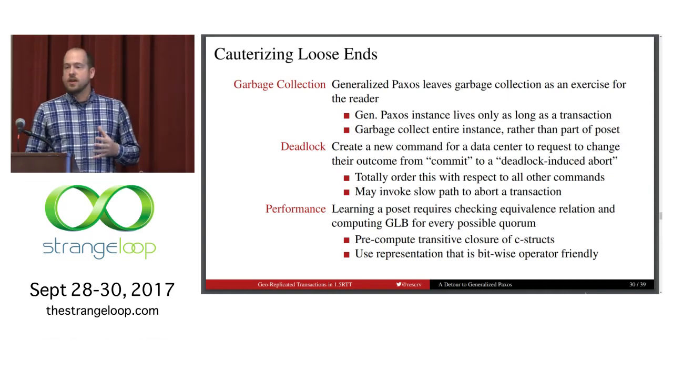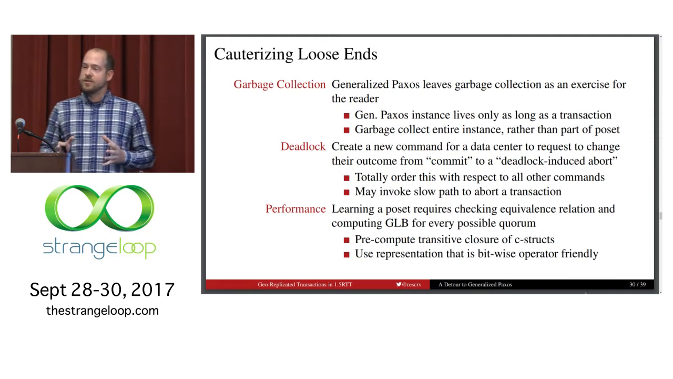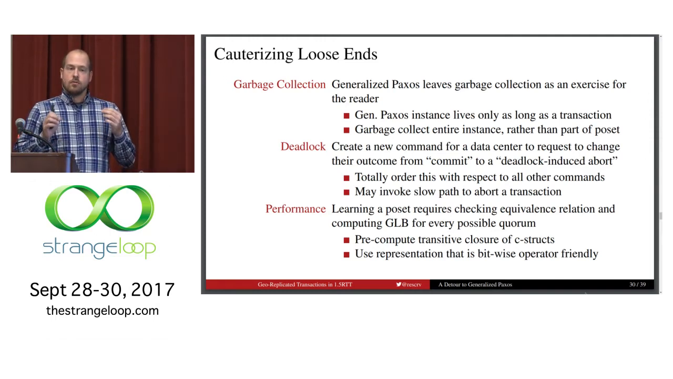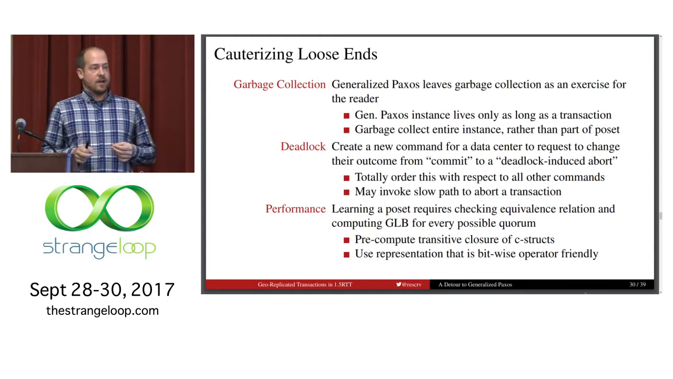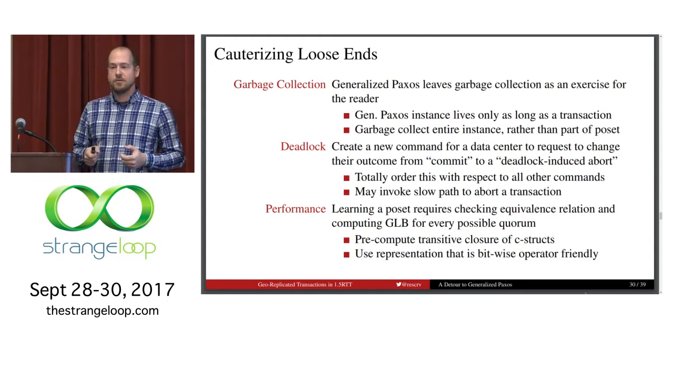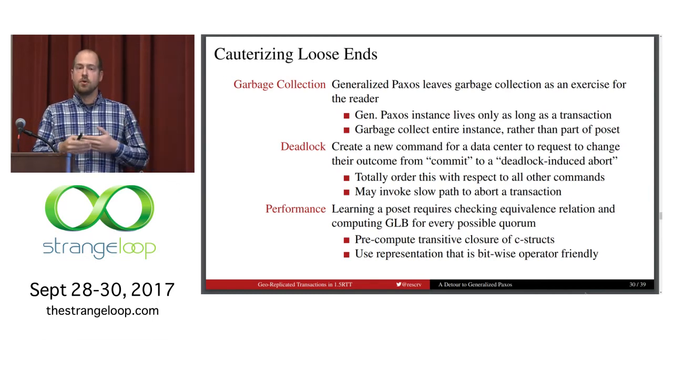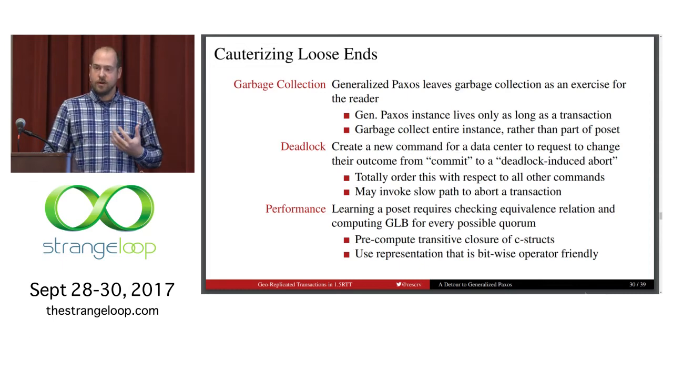And you can get into a deadlock situation very easily. Imagine you have 3 data centers. Each data center wants to read a value and write it to X. And they just so happen to be reading and writing each other's values. Those 3 transactions in the wide area are going to need to be ordered with respect to one another. You can't commit all 3 of them.